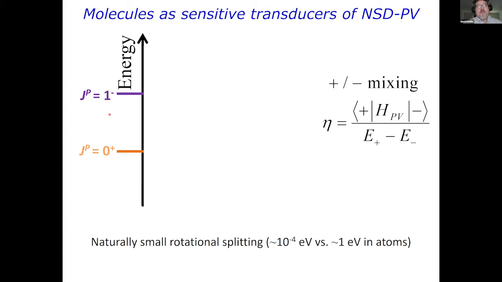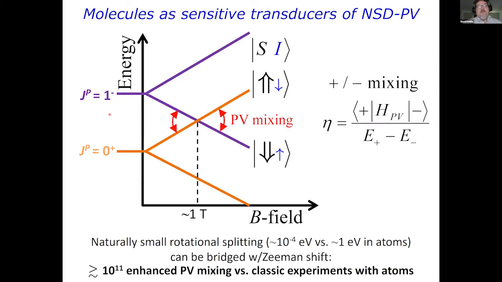But we go further than that and use the fact that by applying a magnetic field, you can Zeeman shift an even parity state and an odd parity state to essentially exact degeneracy. This usually takes magnetic fields on the order of a Tesla, which is technologically not so bad. And in the end, we get an effective energy splitting here, which is something like 10 to the minus 11 eV. So this enhances the mixing by this incredible 11 orders of magnitude compared to the old experiments with atoms.